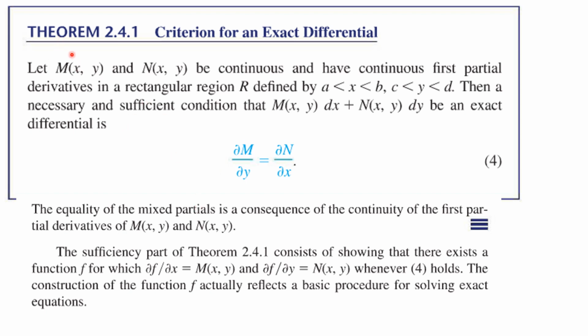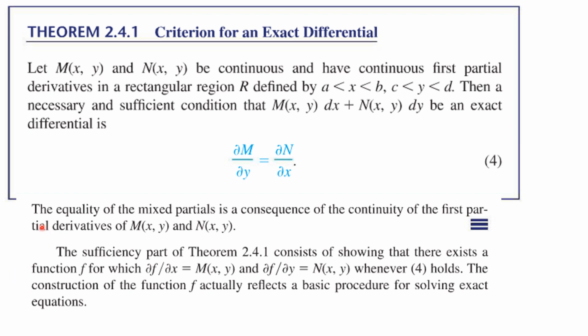We learned criteria in Calc 3 at the College of DuPage for when this would be an exact differential. So if M and N are continuous and have continuous first partials in a rectangle defined by this, then a necessary and sufficient condition, that is if and only if, for this to be an exact differential is that the partial of M with respect to y is the same as the partial of N with respect to x.